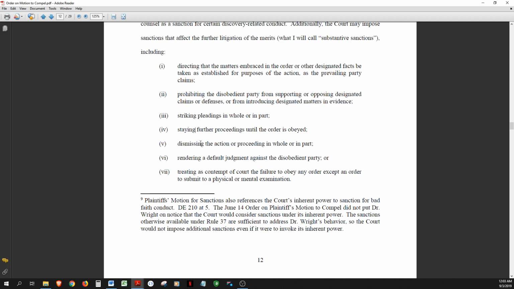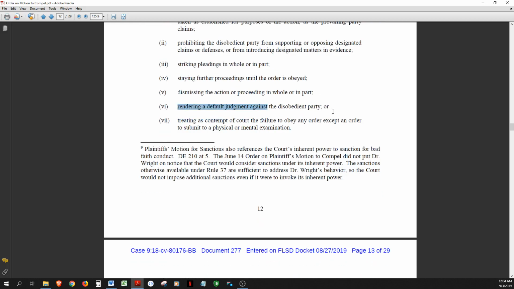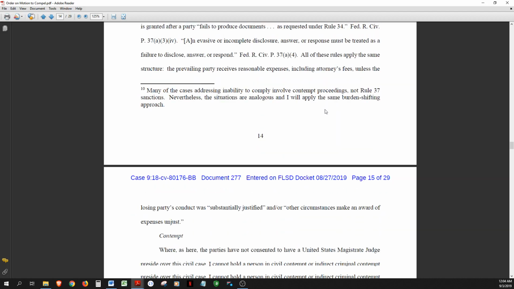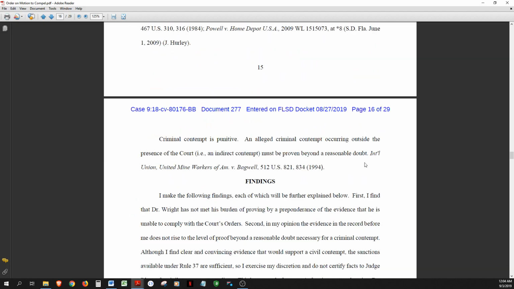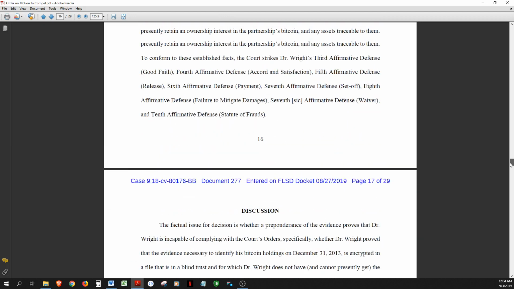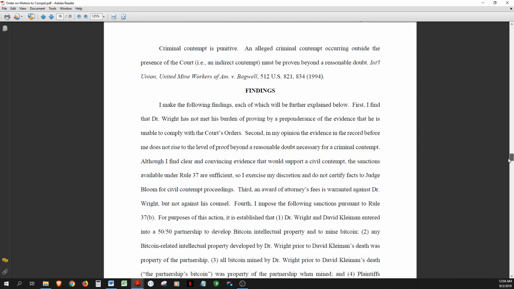Staying further proceedings, dismissing, that's part of striking pleadings. Rendering a default judgment, part of striking pleadings. So if you want to read this, it's publicly available. I got it from a publicly available source. However, you can also go to PACER and download it yourself. This stuff is pretty good, though.